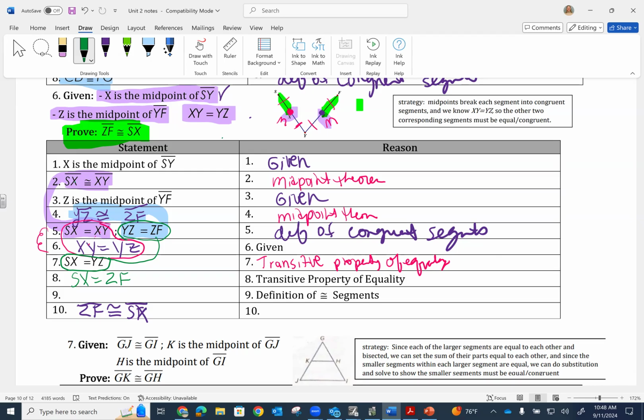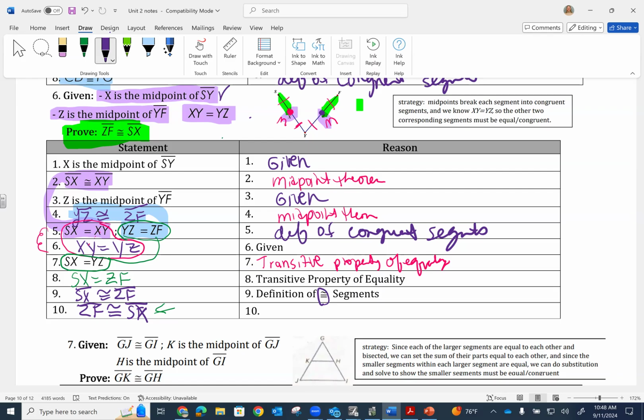And then this is ZF, and then we're basically there. SX and ZF, we have to switch the order because look at the answer. The answer is in a specific order. They have those two things we've got, but the order is different. Also, we need to say they're congruent. So we're going to say SX is congruent to ZF. Why? Definition of congruent segments. And you're allowed to abbreviate congruent segments there if you need to.